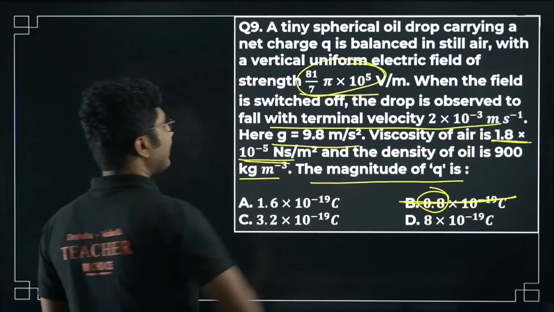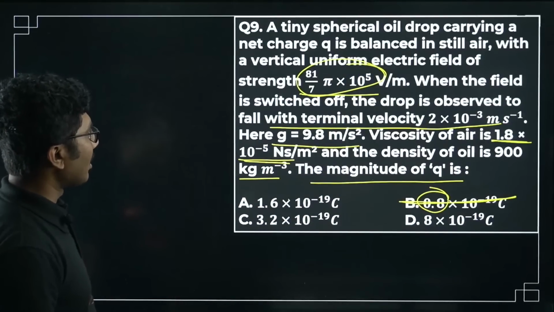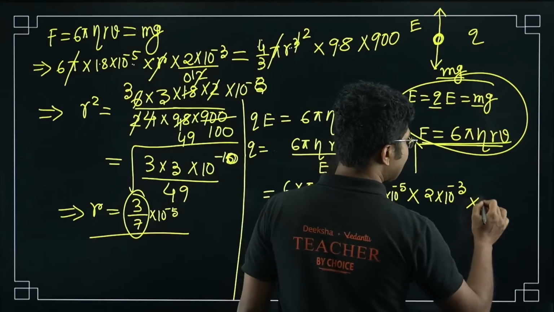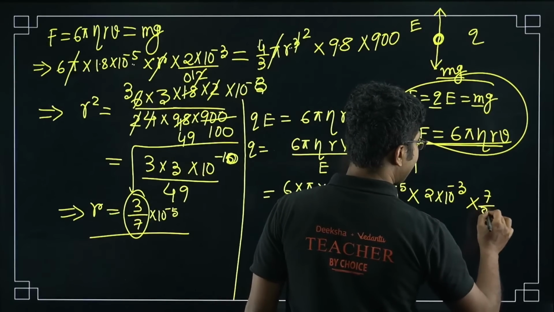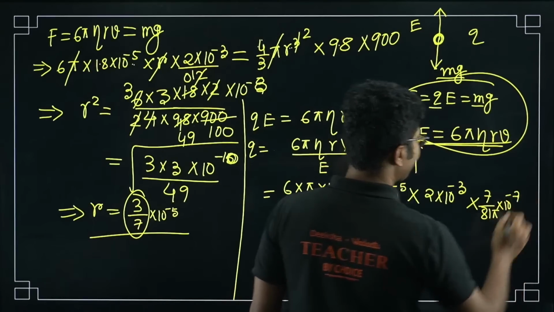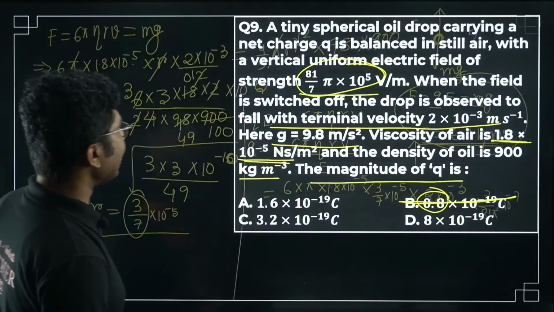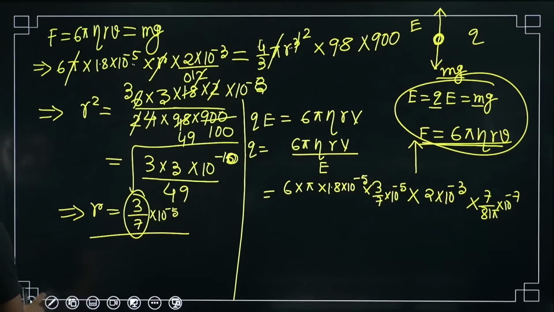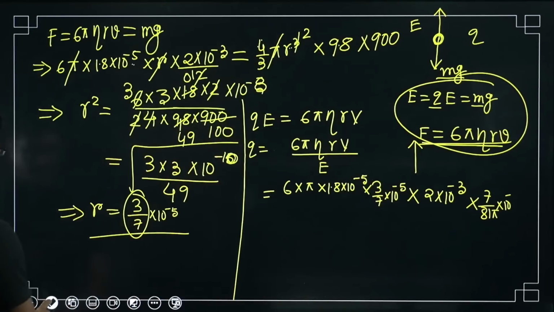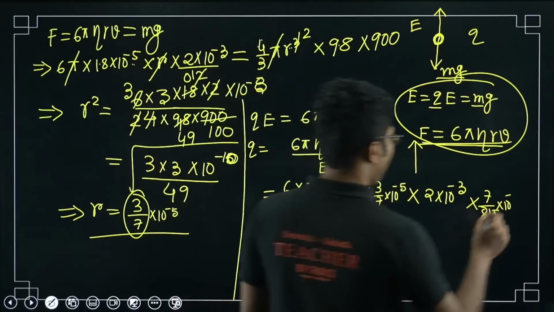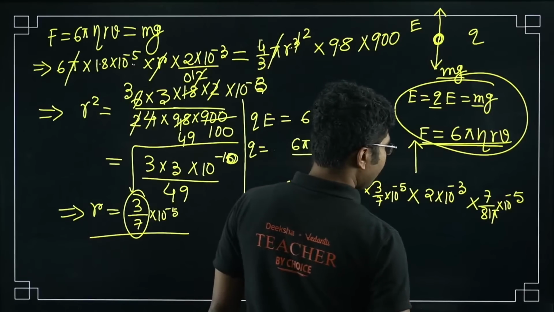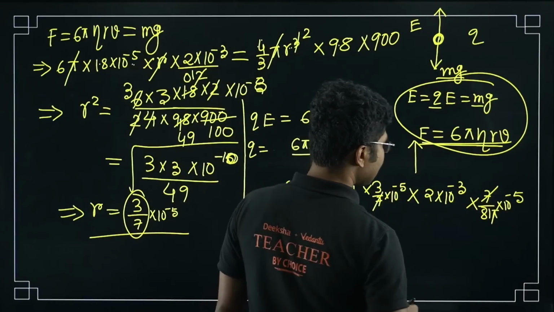Now the value of the electric field is 81 by 7 pi. So it will be divided by 81 by 7 pi, or it will be 7 by 81 pi into 10 to the power of minus 7, right? Because it was already in division, I just added the division part, right? Minus 5. Okay, now let's cancel whatever can be cancelled. Pi cancels. Okay, 7 cancels.